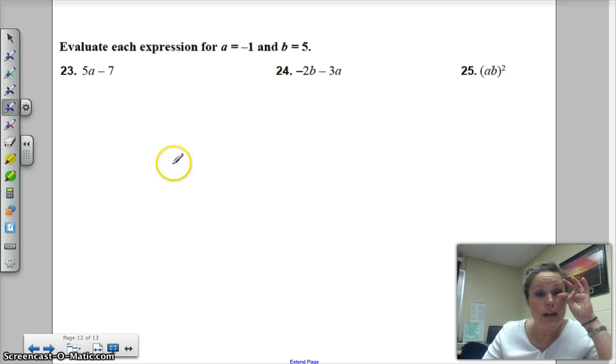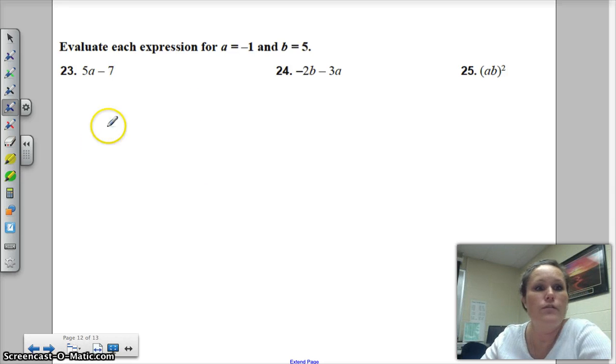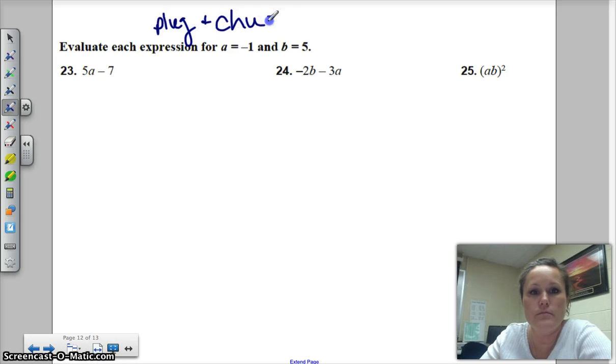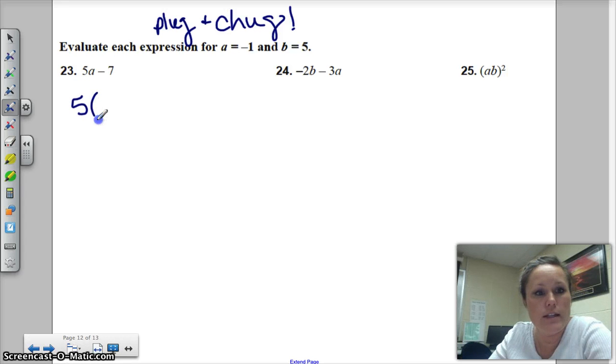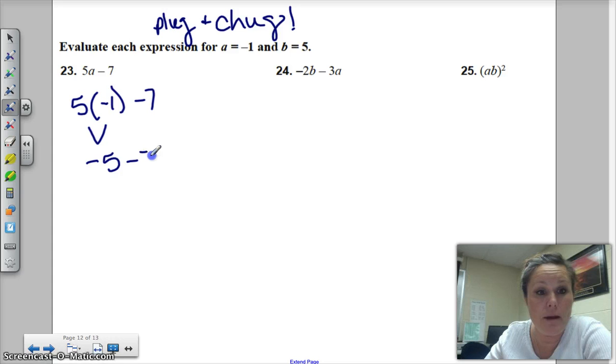Evaluate each expression for A equals -1 and B equals 5. Plug and chug. Our favorite thing to do. And still follow order of operations. So here we're going to have 5 times A, which is -1, minus 7. Multiplication comes before addition and subtraction, so I have -5 minus 7. This is the same thing as -5 plus -7, -12.